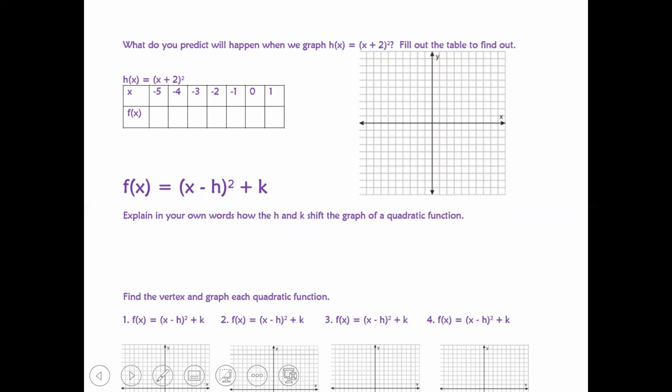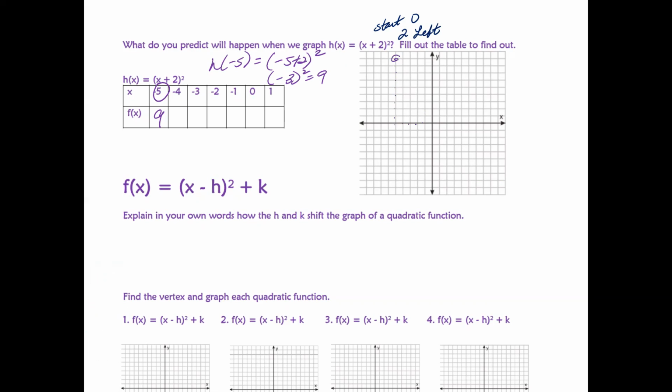So it says, what do you predict will happen when we graph this equation here? I think you kind of understand that at this point. If I were to graph this, you will start at 0. Then the 2 here is going to be 2 to the left. And if you don't believe me, we can plug these values in. If x is negative 5, h of negative 5 is negative 5 plus 2 squared. Negative 5 plus 2 is negative 3. Negative 3 times negative 3 is a positive 9. So 1, 2, 3, 4, 5, 6, 7, 8, 9.